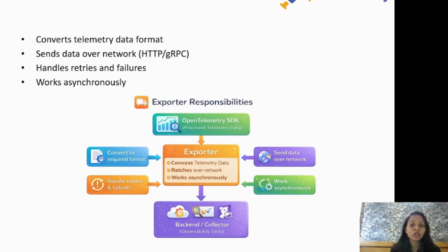Then third is failure handling. Temporary network failures and backend unavailability are the kinds of failures handled in this third section. The exporter implements a retry mechanism so data is not lost immediately. Finally, asynchronous execution. The exporter never blocks the application thread. This ensures observability does not slow down your production app. Okay, so basically this diagram represents the responsibilities of the exporter.